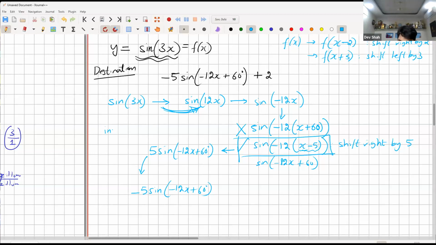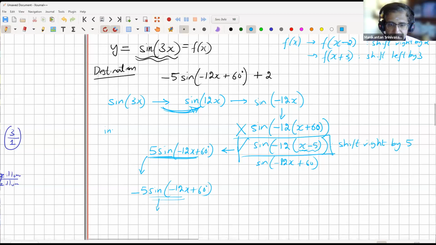If f of x has become f of 4x, that means it's a horizontal shrink by a factor of 4, or horizontal stretch by a factor of 1/4. That was the very first step which Sarah said. Right now, you already have this 5 times sine of minus 12x plus 60. All you had to do is replace 5 with -5, which is multiplied by -1 outside of this, which means it's a vertical reflection, as simple as that.